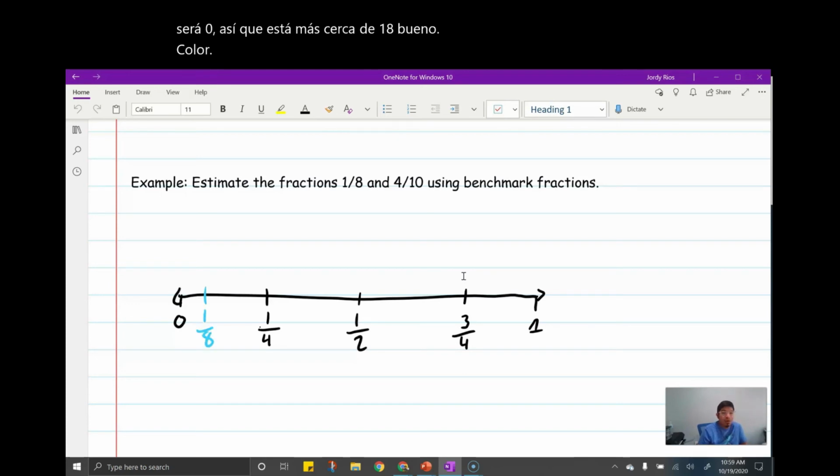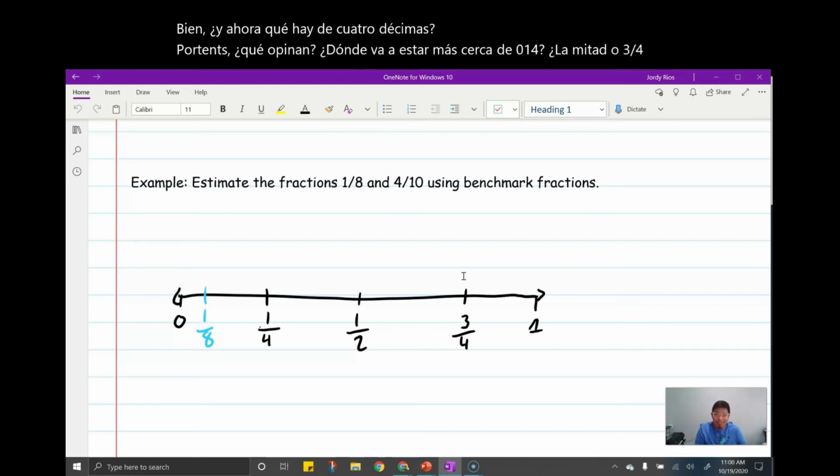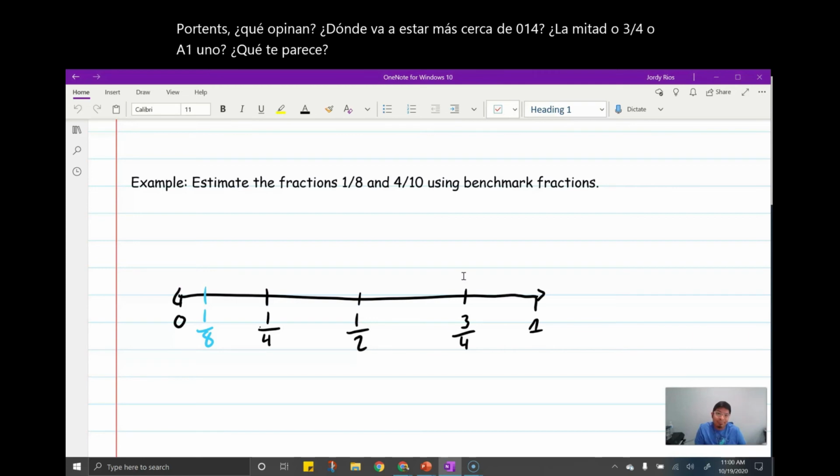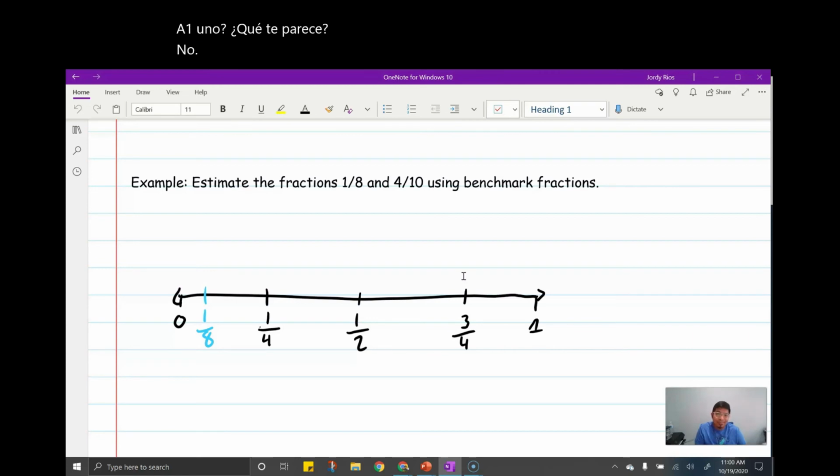Now what about 4/10? Where is it going to be closer to? 0, 1/4, half, or 3/4, or a 1 whole. What do you think? 4/10 is close to 5/10, and I know 5/10 is a half, because 10 divided by 2 is 5. Okay, so we know that 4/10 is closer to the half, but where is it going to go?